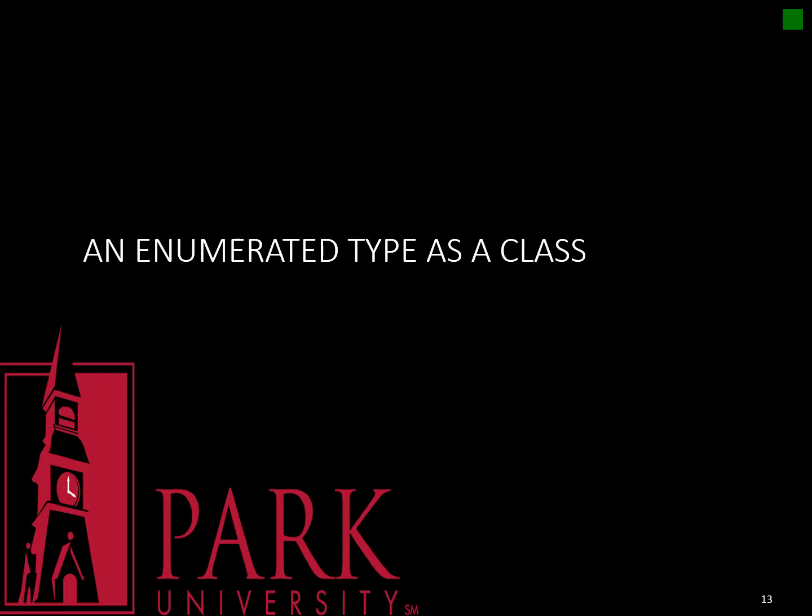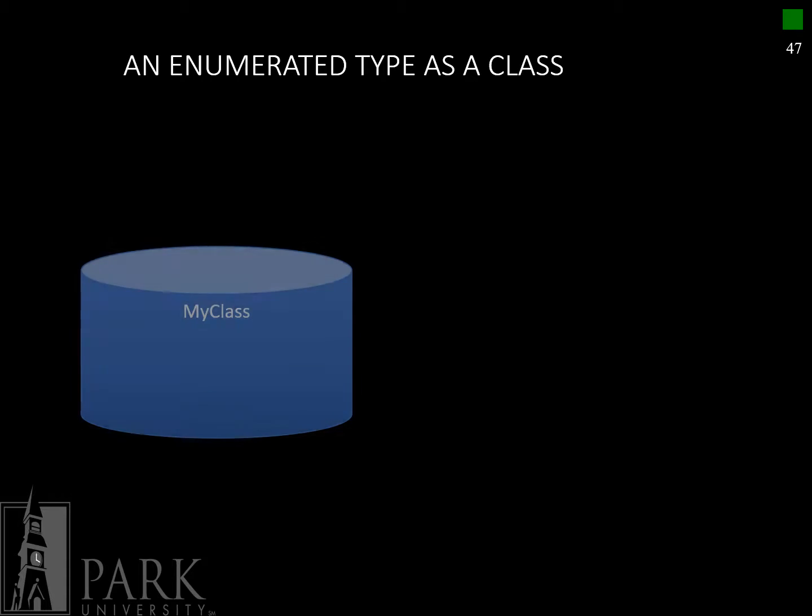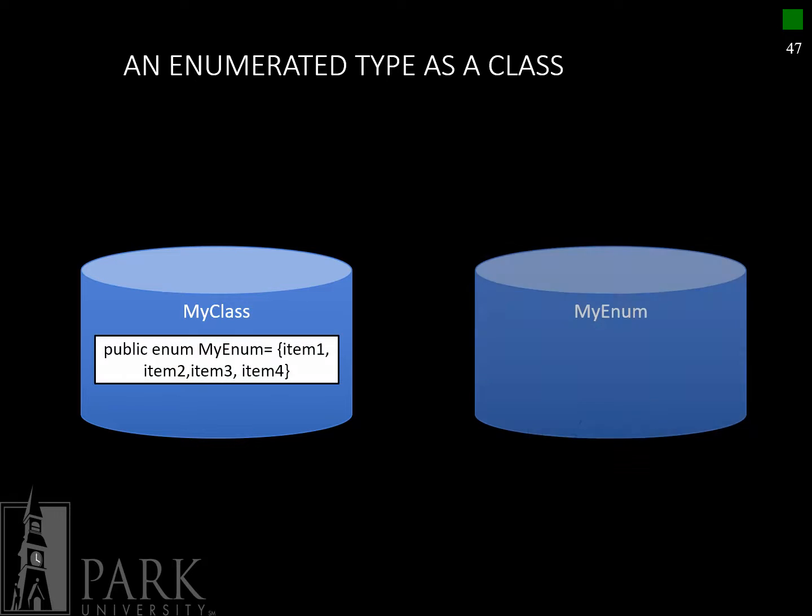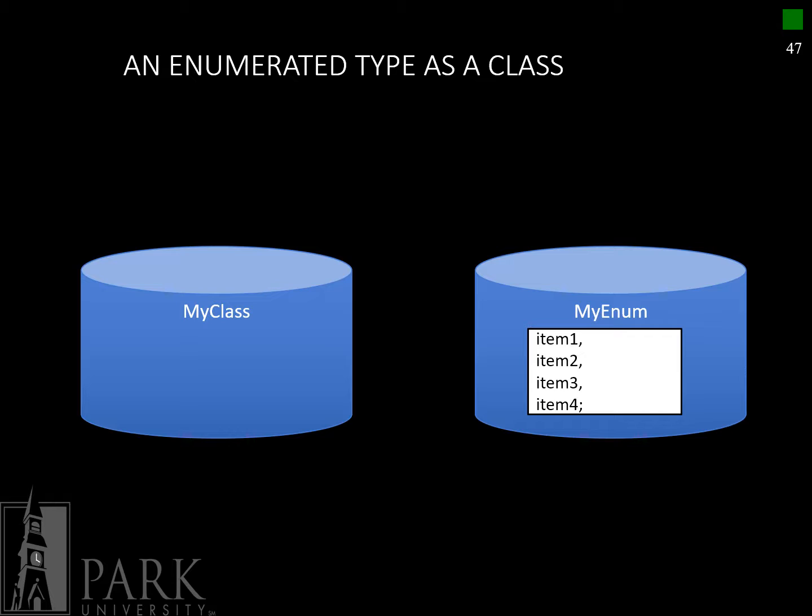We can also create enumerated types as classes. And it takes a little bit more work to set up, but it gives us some great functionality. So let's go ahead and take a look at that. An enumerated type is a class of pre-instantiated constant objects. So if we had a class we were working with that had an enumerated type declared, we can pull the enum declaration out of our class and put it into its own class, right? So we can take this enum and move it into its own class like this.